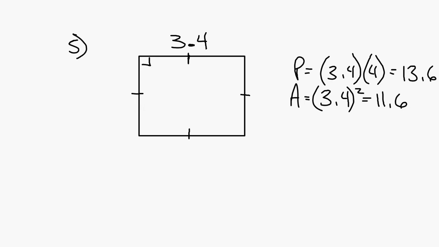Number 6 is a parallelogram again, but it's a rectangle. Top's 18.5, so the bottom's 18.5. Left side is 9, and the right side's 9. Perimeter is equal to 9 plus 9, which is 18, plus 18.5 plus 18.5. That's probably 37. And 18 plus 37 is 55.